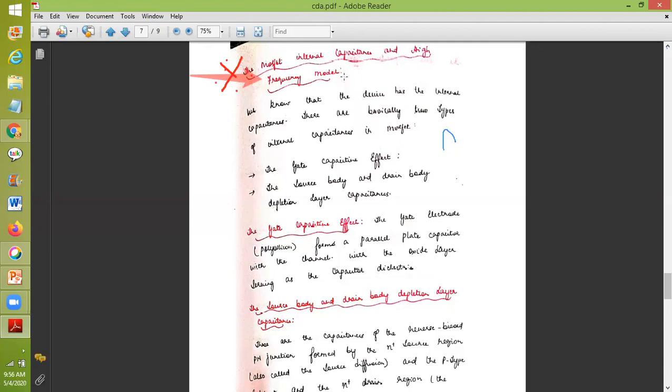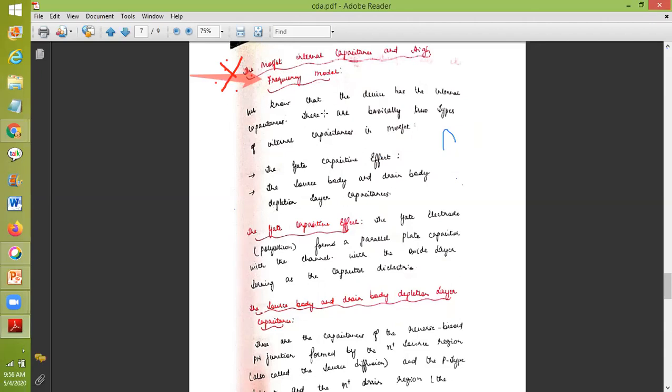So when the MOSFET is fed with such high frequency, how will it behave? Did you understand now? So we are studying how the MOSFET will behave when the input signal has very high frequency, or how the MOSFET behaves when the input is fed with very high frequency.